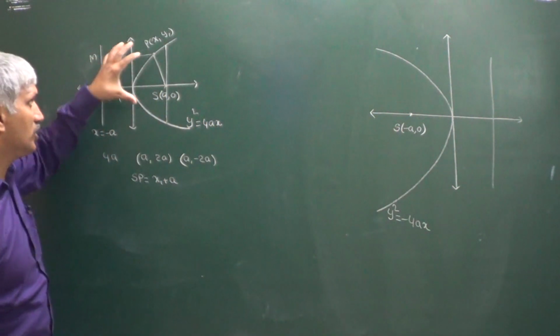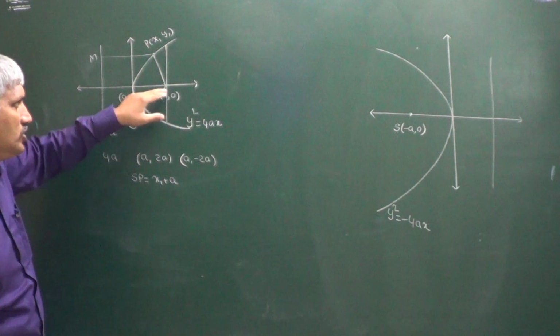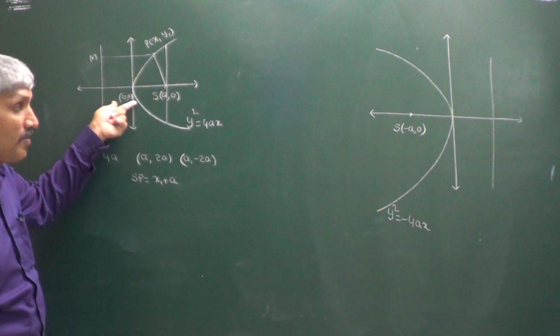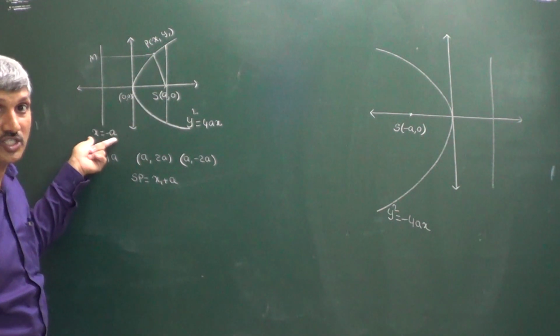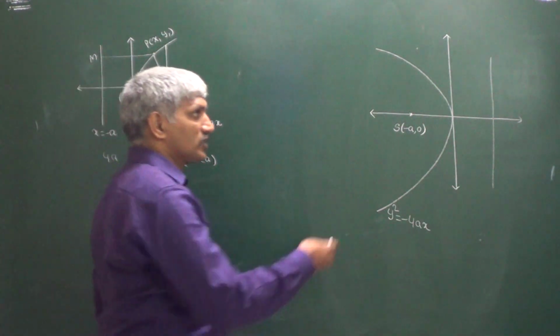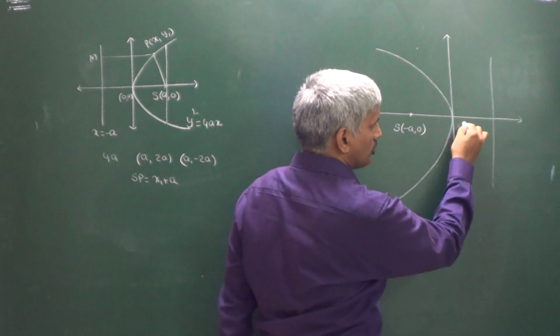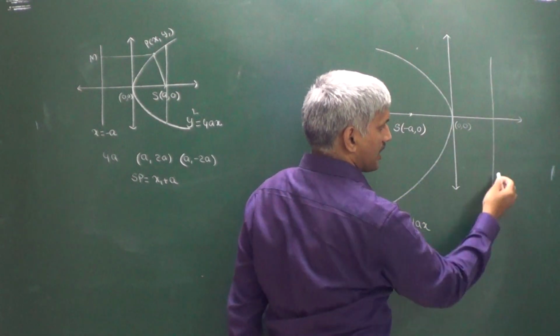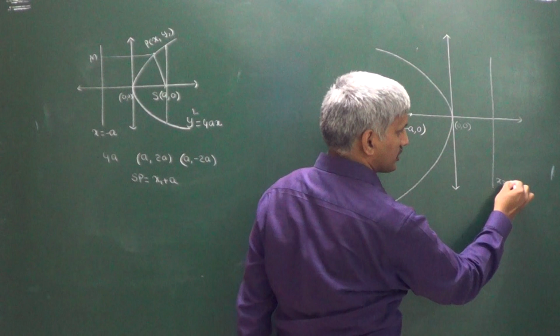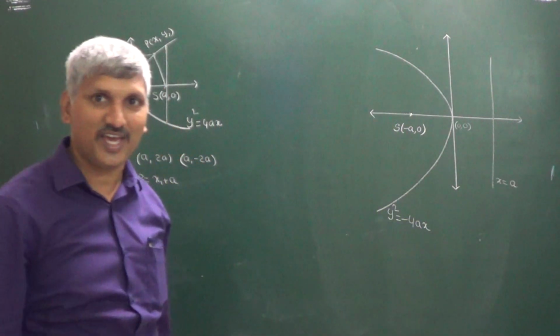Observe here. For the previous parabola we got the focus a comma 0, whereas vertex is 0 comma 0. The equation of directrix is x is equal to minus a. Whereas for this parabola, focus is minus a comma 0, vertex is the same 0 comma 0. This is the directrix. The equation of the directrix is x is equal to a.